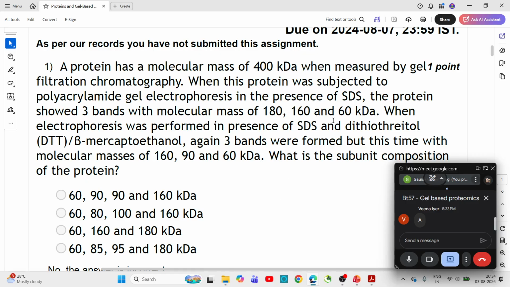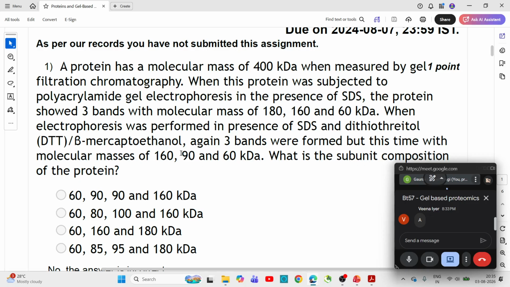So 60 is there. This 160 and 180 has some interaction with disulfide bonds, right? When the electrophoresis was performed in the presence of SDS and dithiothreitol and beta-mercaptoethanol, these two are responsible for breaking disulfide bonds, right? So 60 kilodalton is there already, but it showed you 160 and 90. What is the subunit composition of the protein?